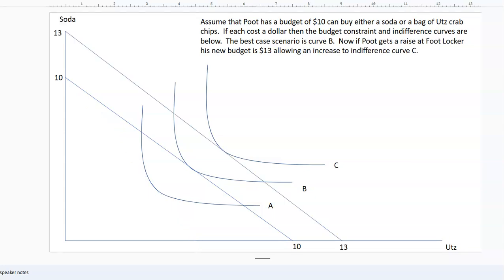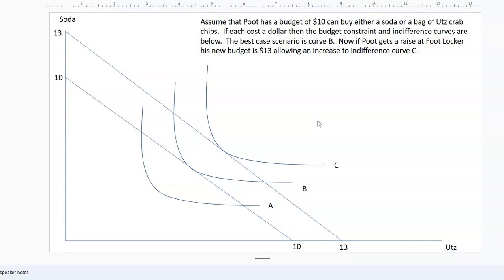Finally, let's have Poot get a win. He gets a raise. So now he can make $13. That's his new budget. So the entire budget line shifts outward, parallel to the original. And so he can now consume at point C.